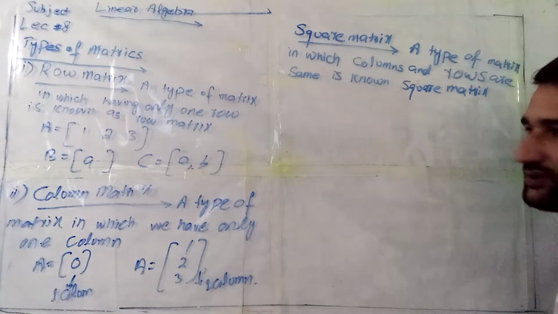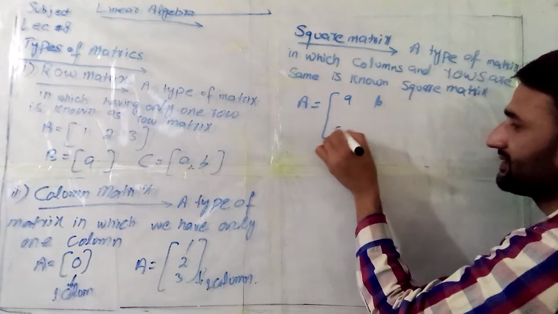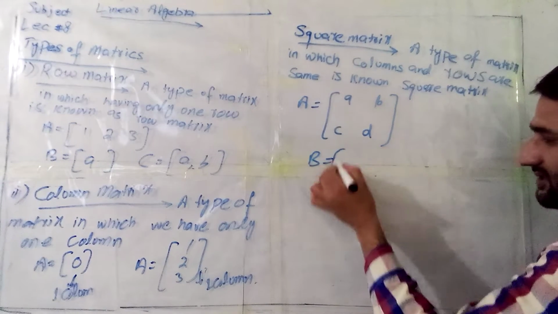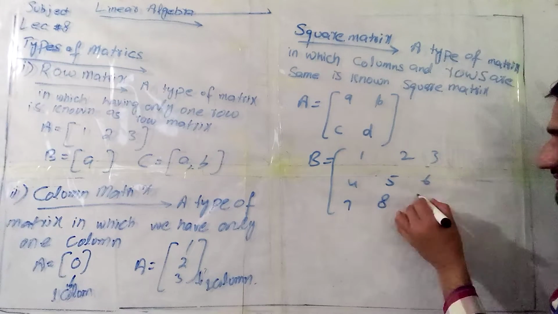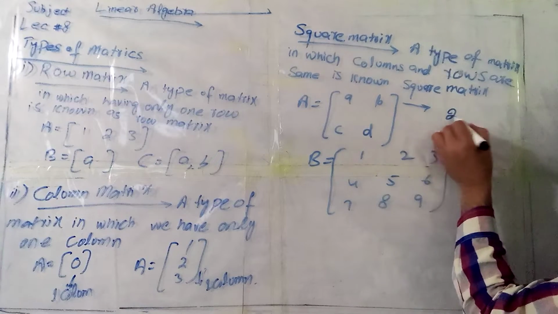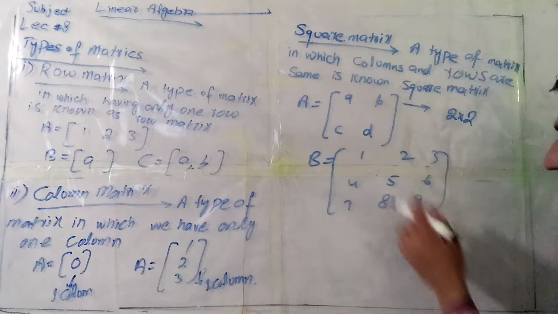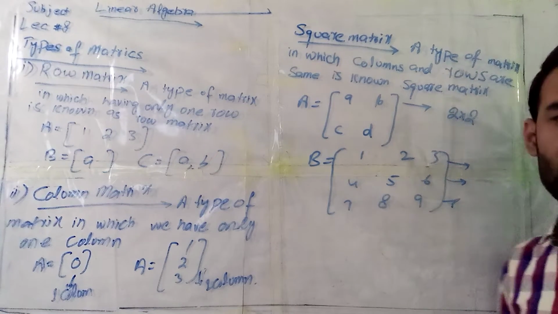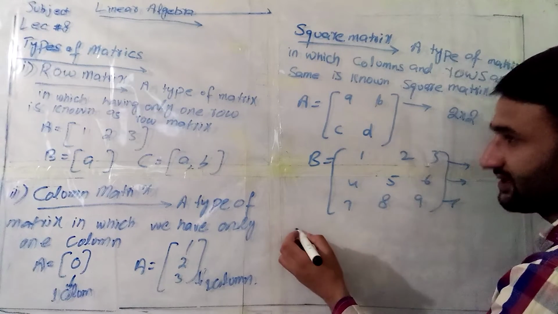For example, a very simple example: A equal to A, B, C and D. You can choose another arbitrary matrix like this, for example 1, 2, 3, 4, 5, 6, 7, 8 and 9. You notice that the first matrix is of order 2 cross 2, the reason being 2 rows and 2 columns. In this case we have 3 rows and 3 columns. So this is known as a square matrix.